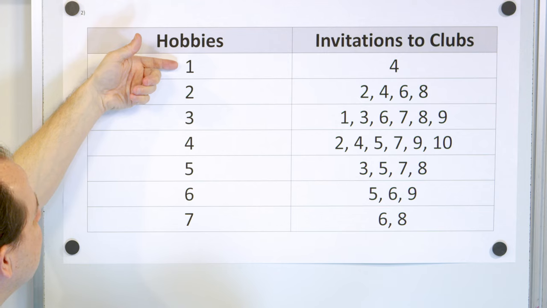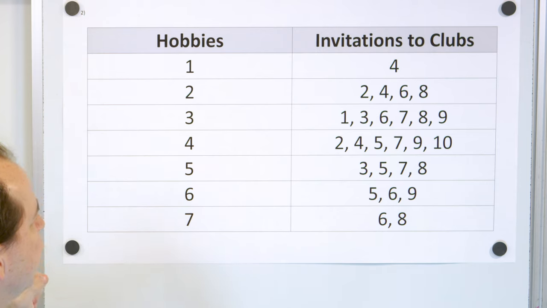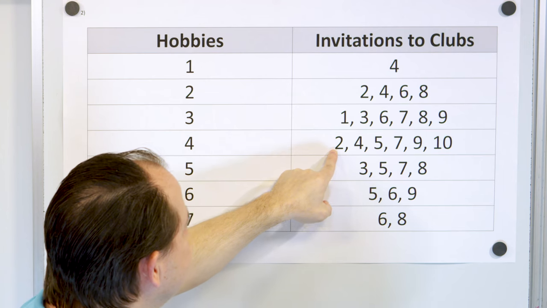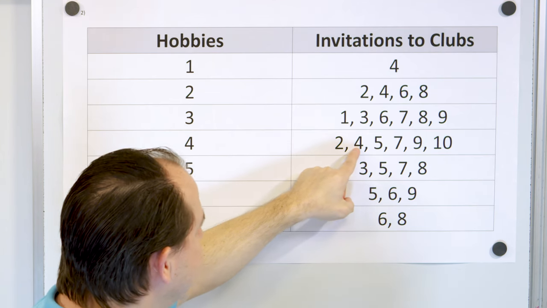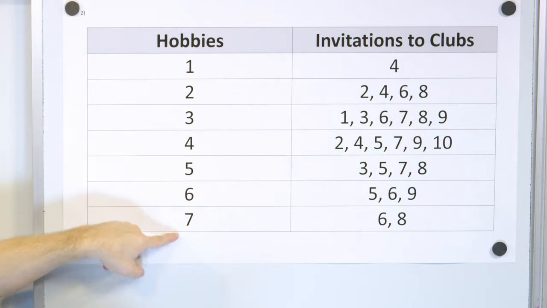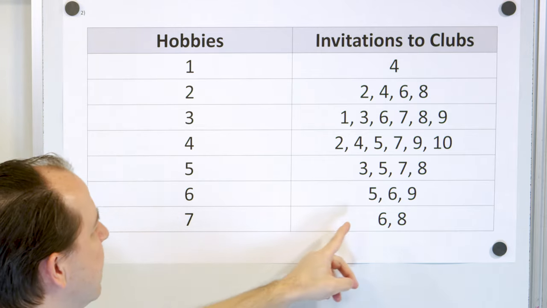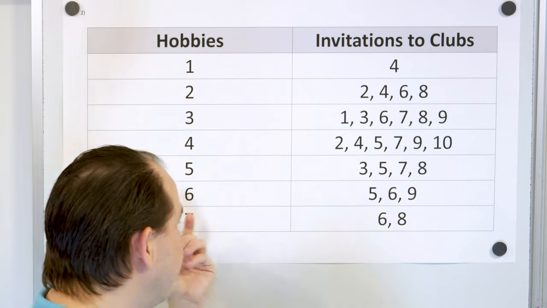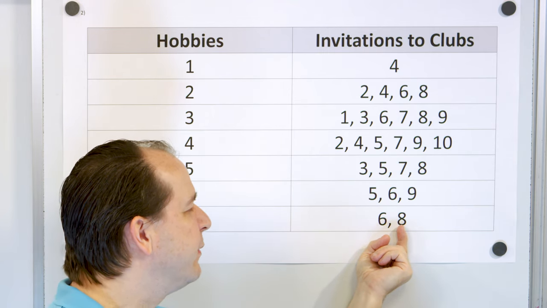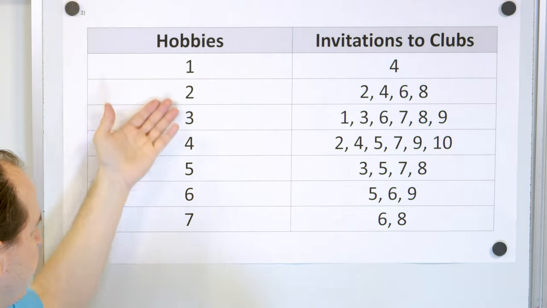So people that only list one hobby, there's only really one data point, and that person was invited to four clubs. People that, for instance, listed four hobbies, one of these people received invitations to two clubs, another person received four invitations to clubs, five, and so these are all different people, right? And of course, we have even more hobbies and fewer hobbies. You can see the person that listed seven different hobbies got invitations to, of course, there's only two people that listed seven hobbies. One of these people received six invitations, the other received eight invitations. So each of these numbers here is a different person, right? And corresponding to the number of hobbies there.